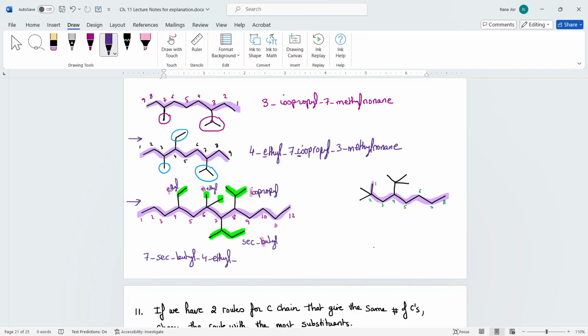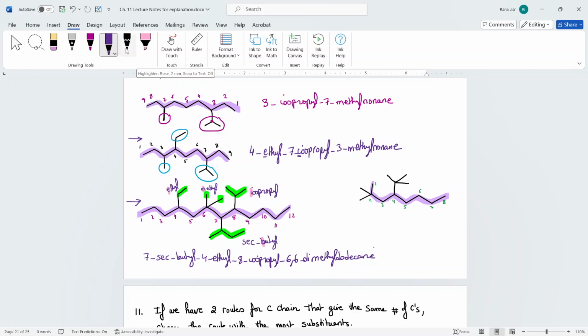And then on carbon number 8, I do have my isopropyl in there. So that is going to be 8 isopropyl. And then on carbon number 6, I have 2 methyls on 6. So I need to put 6,6, and that is going to be a dimethyl. And then the ending is going to be a decane for a 12 carbon chain.